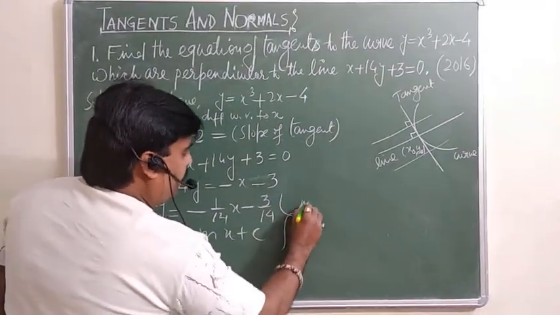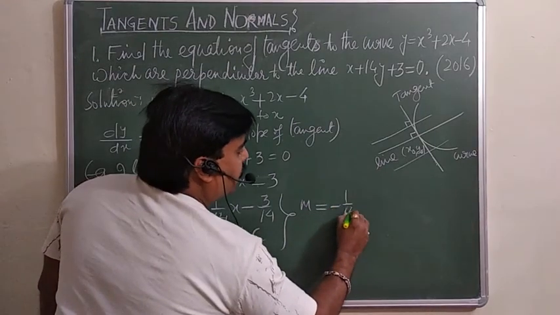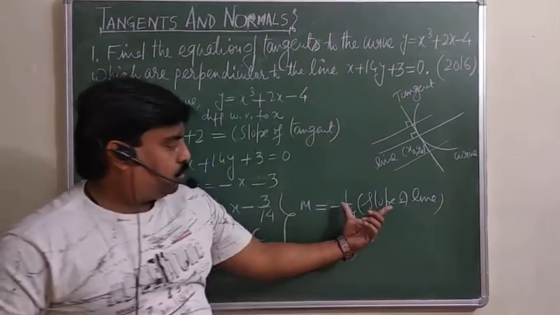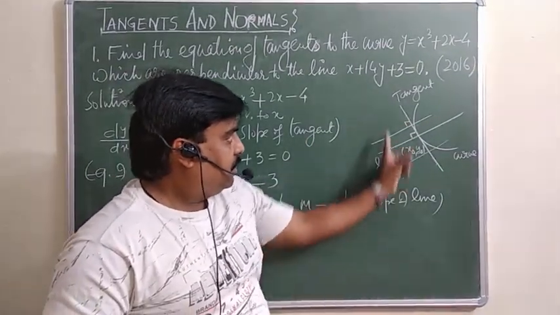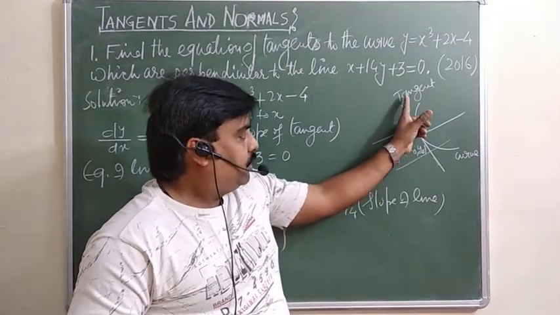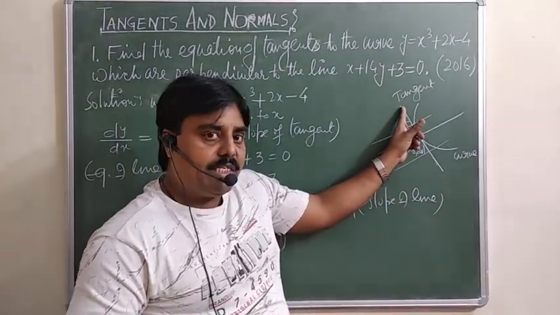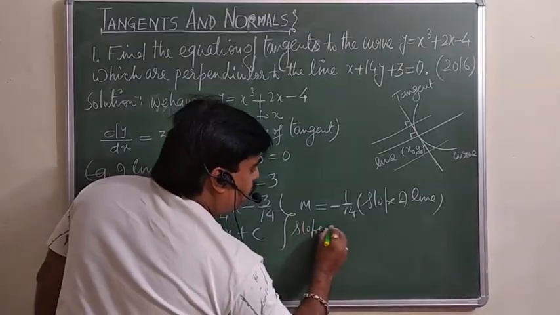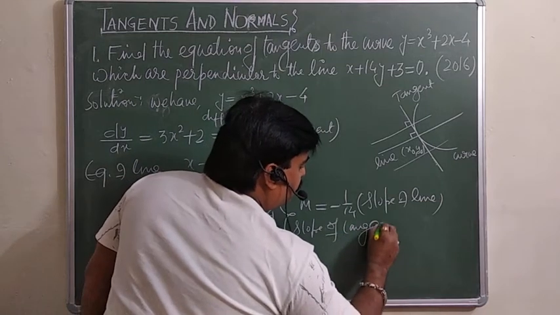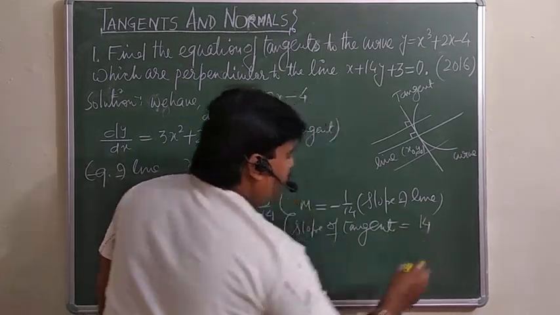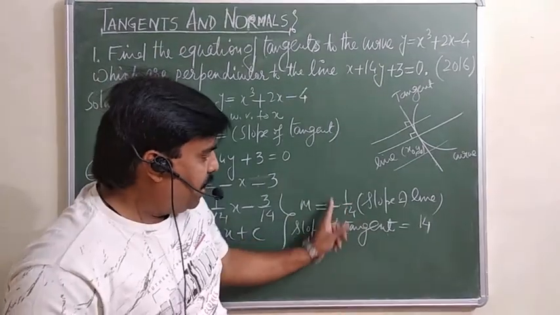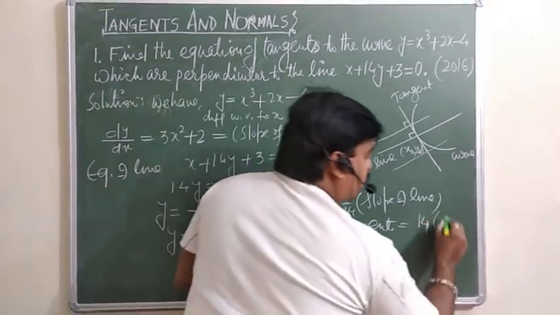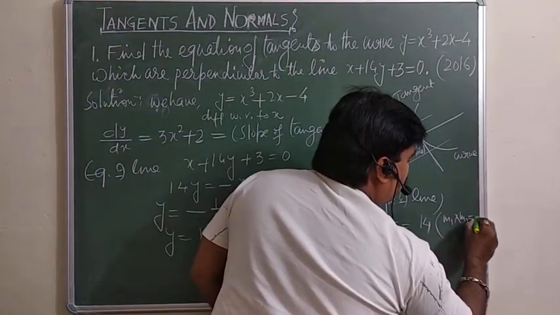So your slope will be equal to minus 1 over 14. This is the slope of the line. But this line is perpendicular to the tangent. It means the slope of that line times the slope of the tangent will be equal to minus 1. So what will be the slope of the tangent? It will be 14, because m1 into m2 is equal to minus 1. So you will get m2, the slope of the tangent, equal to 14.